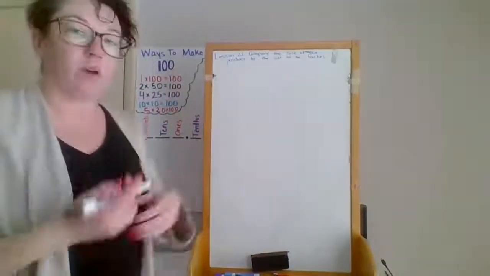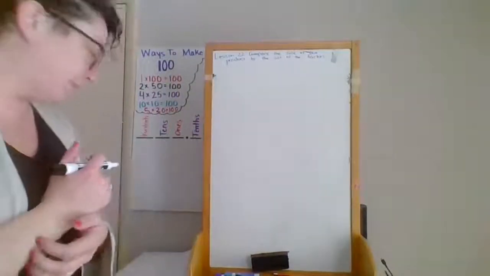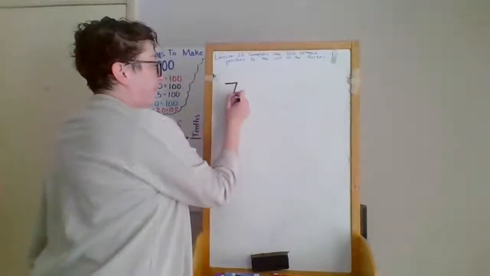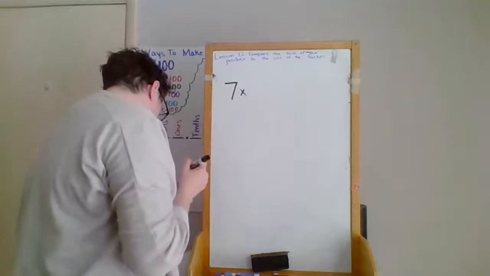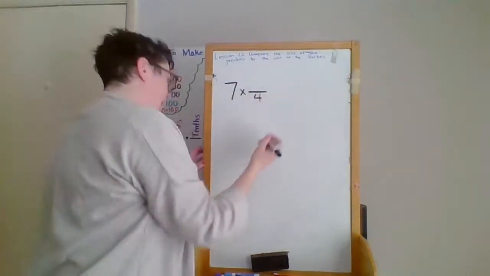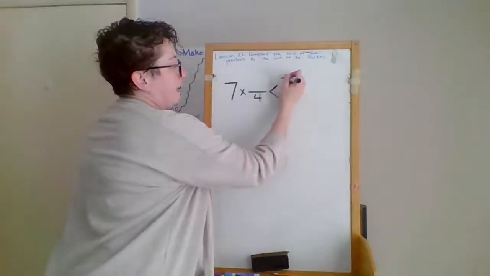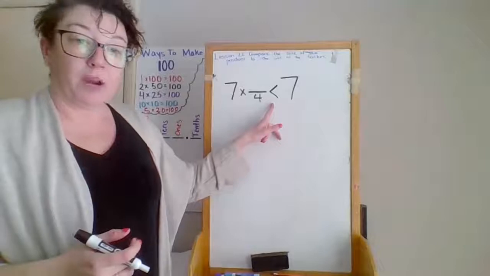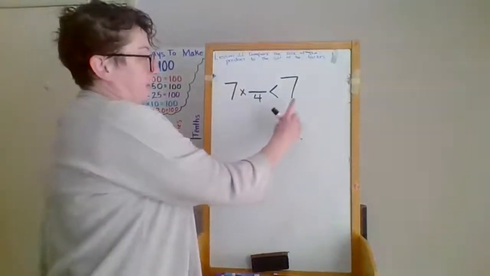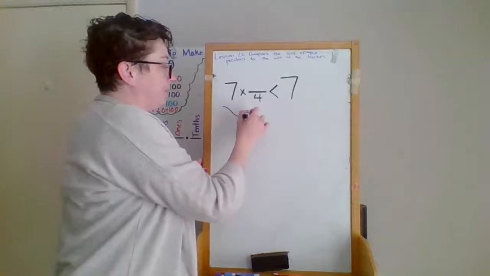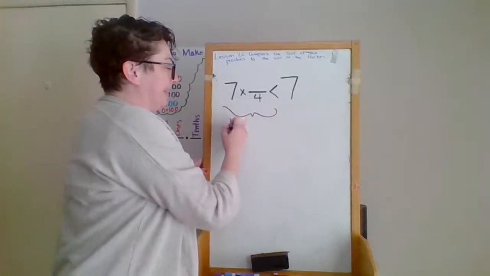Okay, so they're giving us an expression that has a missing number, and we have to find a number that will fit in there. So the first one is 7 times something fourths is less than 7. Okay. So we have to think about what our comparison sign means. This is the bigger side. So we want this side to equal something that is less than 7.